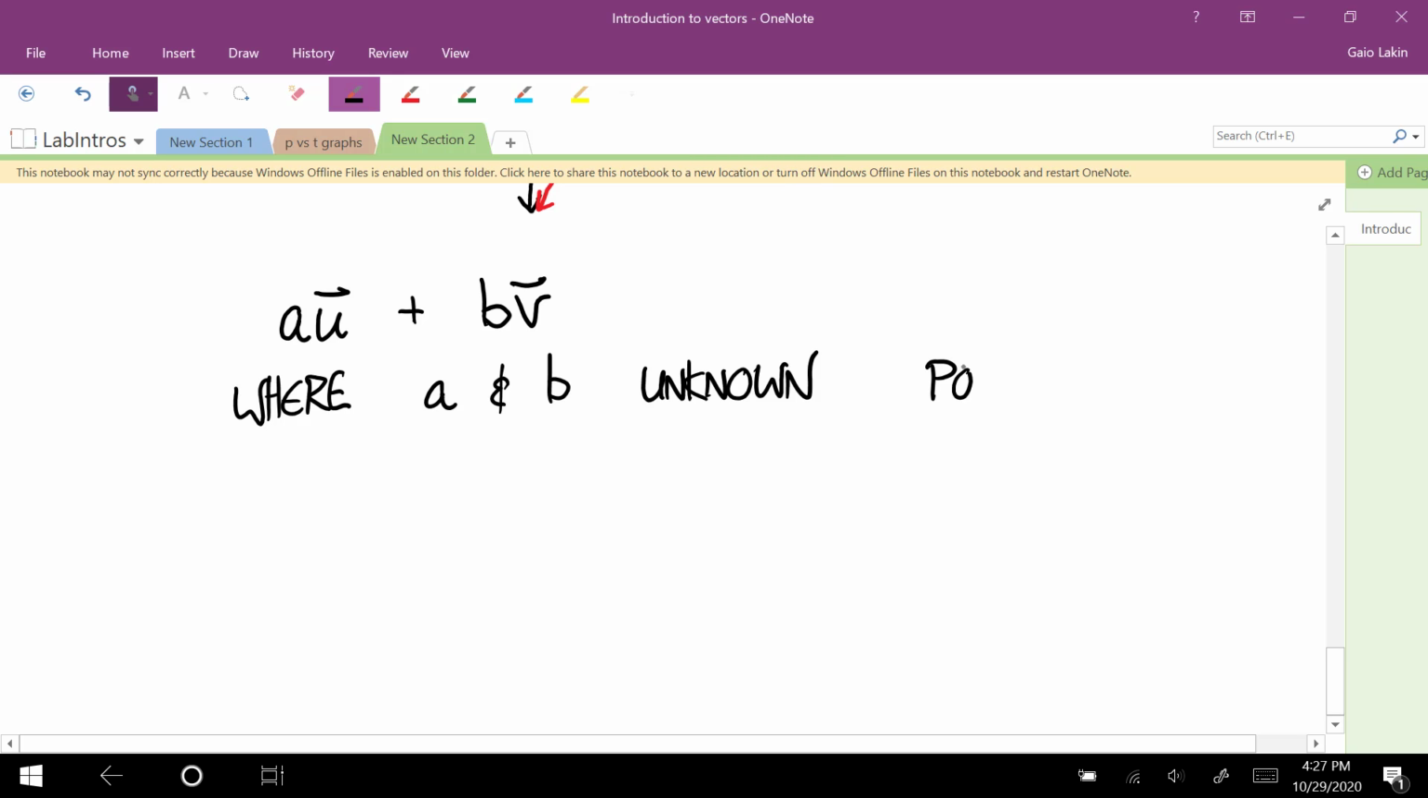actually, this is something important about this. Let's say that those are unknown positives, okay? So if A and B are unknown positives, what that does is say that A times U can be any length of vector in the direction of U, and B times V can be any length of vector in the direction of V, okay? And so it ends up working out just the same as adding two vectors with known directions but unknown magnitudes, like the thing we already did.